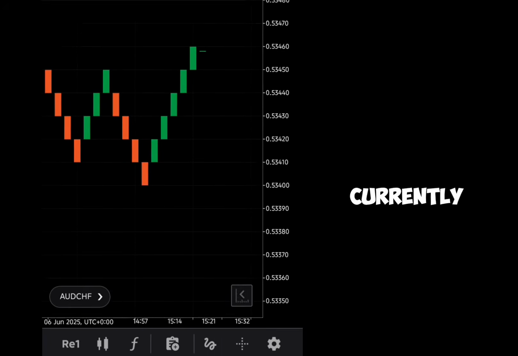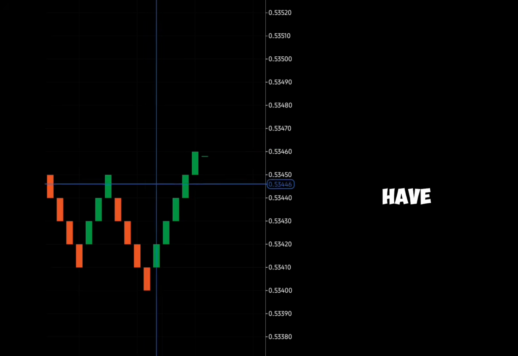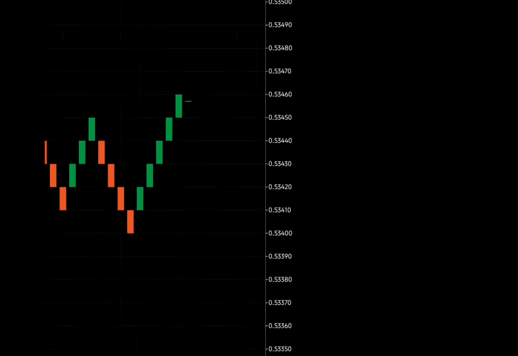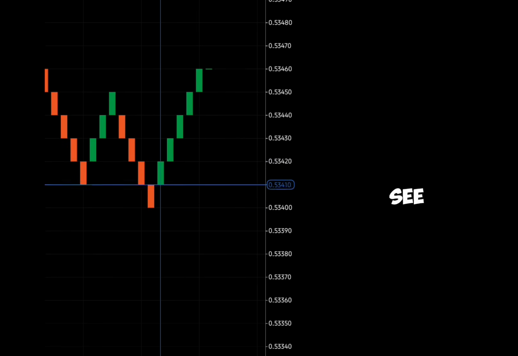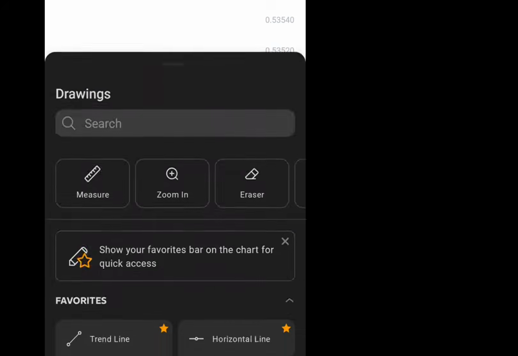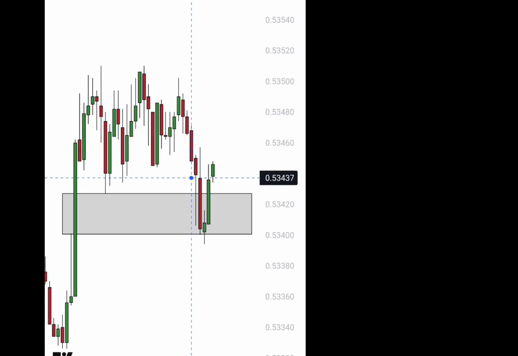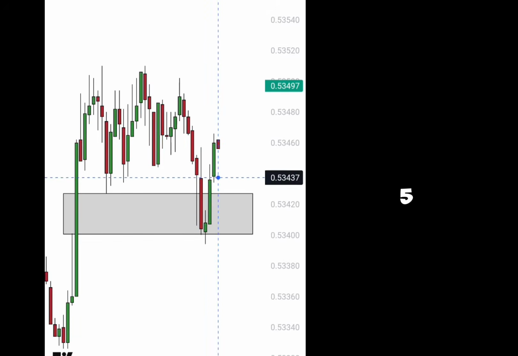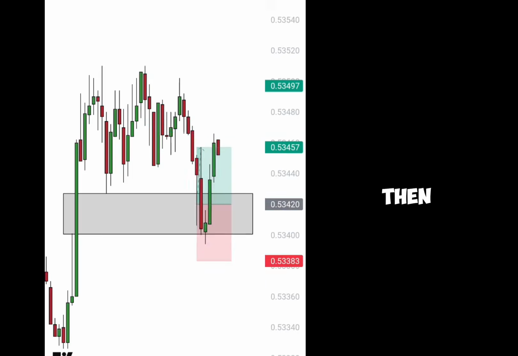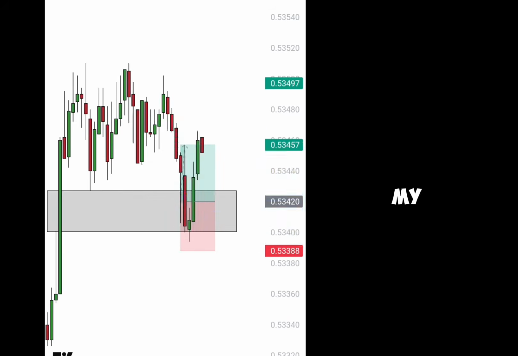So you see the market is currently moving. Now this is where I would have taken the buy at 53420. So you can see it by the corner there. If I click on my crosshair, you can see there 53420. So this is where my entry would have been. My entry would have been there, and then my stop loss below here, and then my target up there.